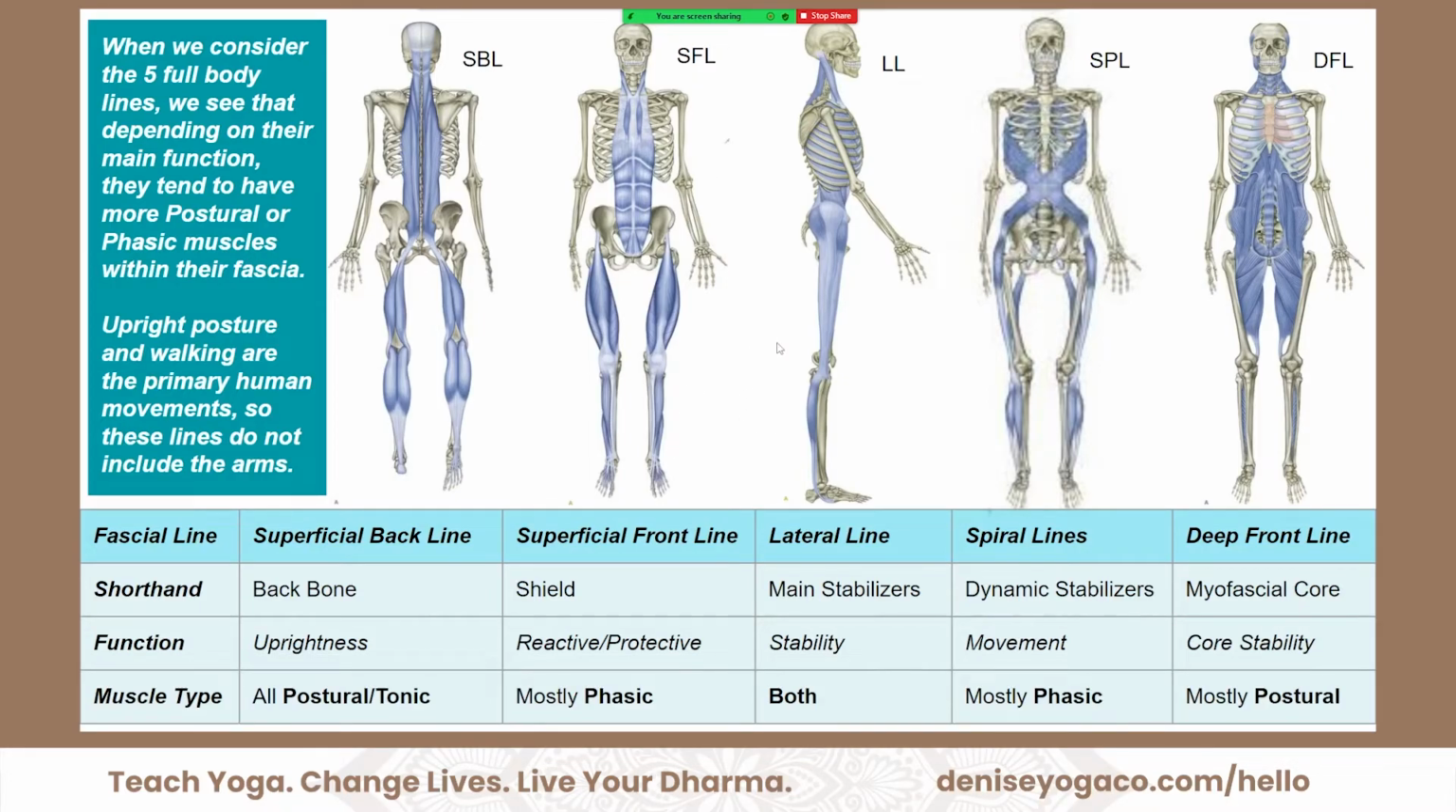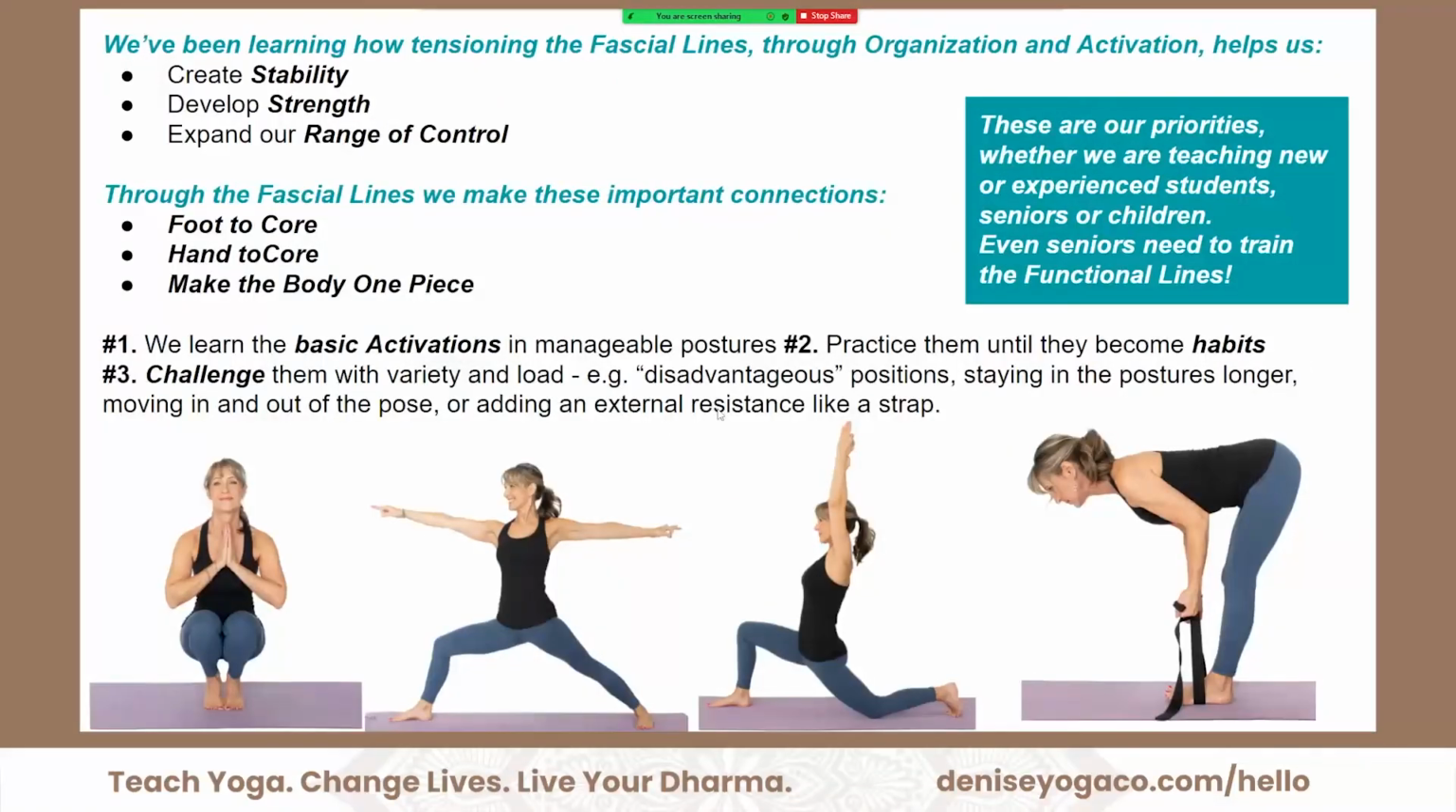So again, form follows function. Your body is going to have strategically placed certain types of muscles so that the body functions better. You're going to have postural muscles where anti-gravity is necessary, and you're going to have phasic muscles where additional power and strength is necessary. So that's how smart our designer is.